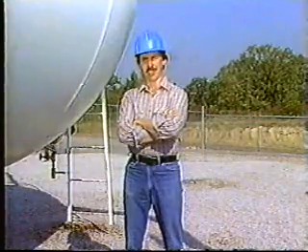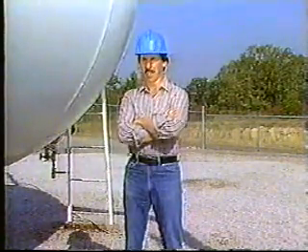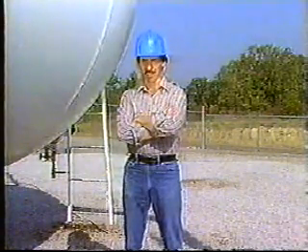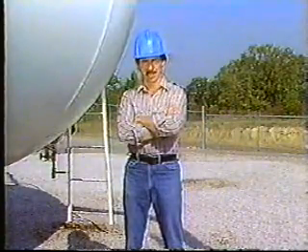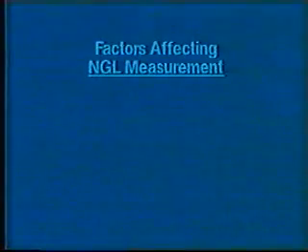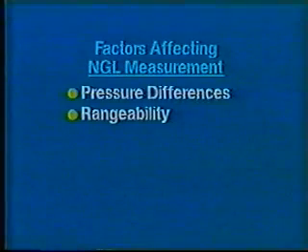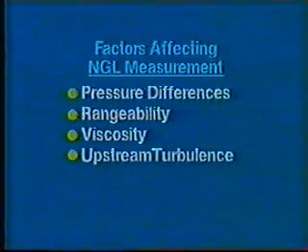A fourth factor is contact with caustic, amine, and glycols, which affects primarily the mechanical meters. The best way to prevent problems with these substances is to remove them from the NGLs and carefully check and maintain meters. Other factors affecting accurate NGL measurement include pressure differences between measuring devices, rangeability of various metering devices, viscosity of the fluid, and upstream turbulence.